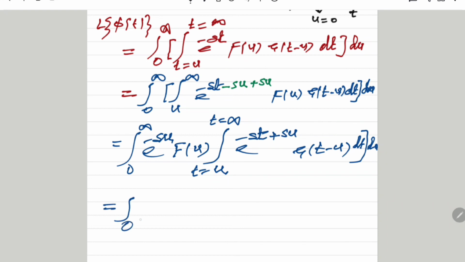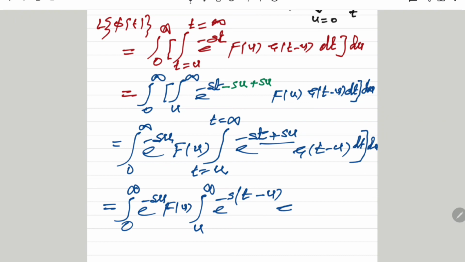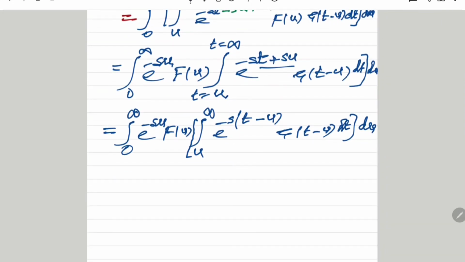Once again I can rewrite that as the integral from 0 to infinity of e raised to minus su f of u, integration from u to infinity of e raised to, from this minus st plus su I can take minus s common, therefore it is t minus u, g of t minus u dt, and then du. Suppose we call this equation 2.